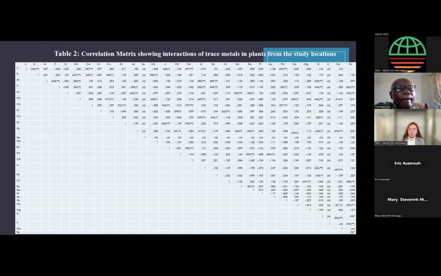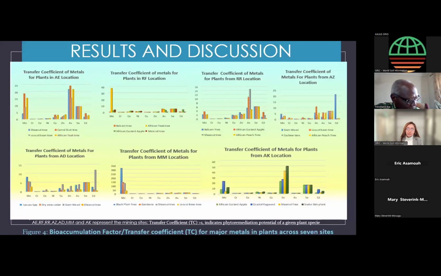So this is just a correlation table, and we see also a strong relationship between the occurrence of lithium and lead. We see also a very strong relationship between cobalt and lead. And we have other few situations where some metals are strongly related to each other, like cadmium and cobalt as well, having a strong, significant relationship.